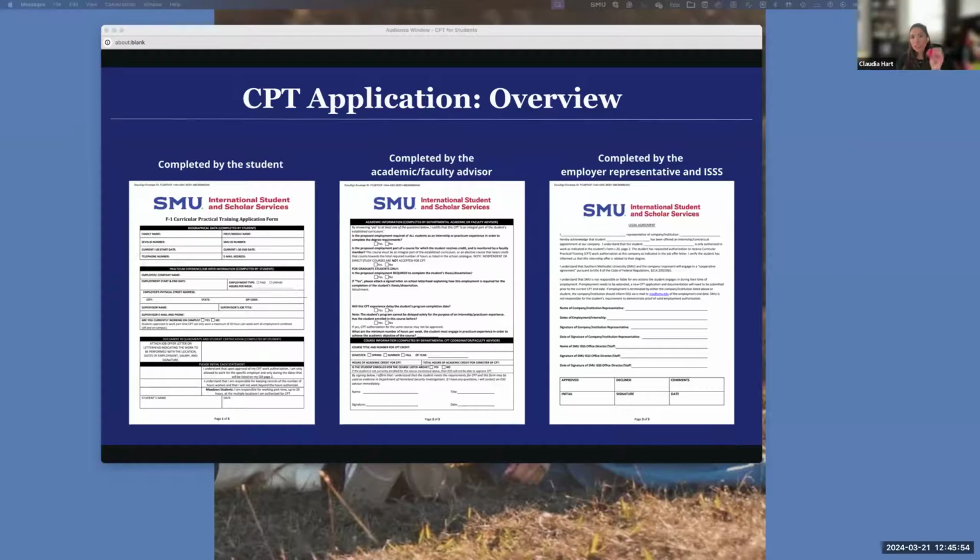If you think about the different steps within the application process, you can then understand why there are also deadlines, and why the deadlines are usually days before the semester starts. We need that time to process all the signatures that have to be in the application, and also for the advisors, once they have everything, to approve the CPT work authorization in the government database, SEVIS.